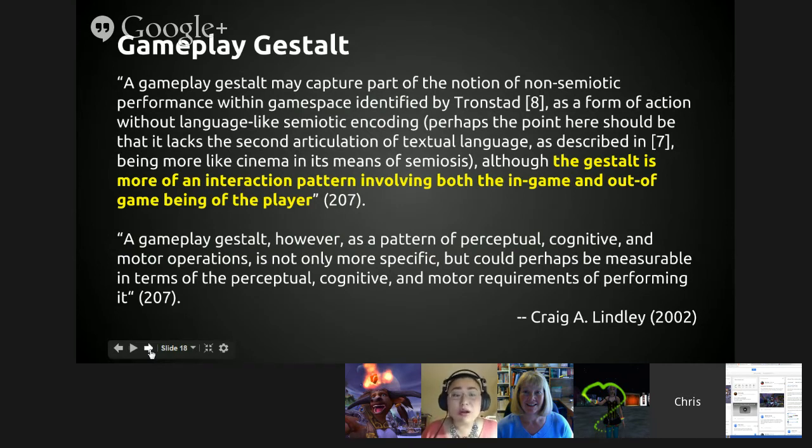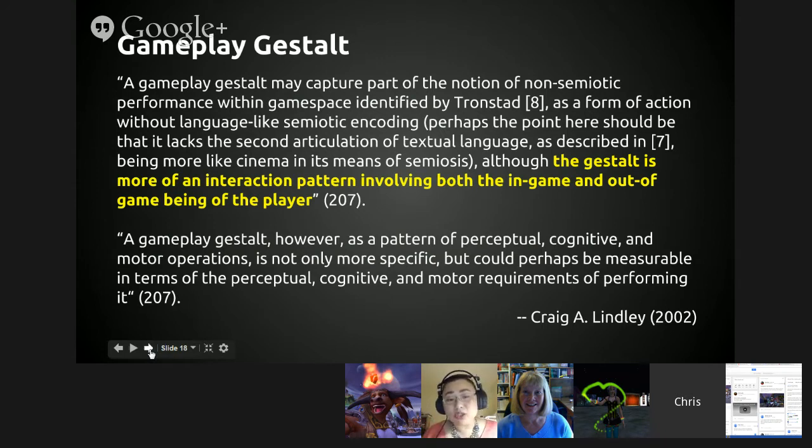Although the gestalt is more of an interaction pattern involving both the in-game and out-of-game being of the player. So, gestalt psychology, right? Back in the day, it was kind of a revolutionary way to examine psychology, which is you have to consider the mental state of the patient as well as the external influence. So you do a syncing of the two. That's what a gestalt is. Okay, so you study what's happening internally and externally. So Lindley took advantage of the word and started to bring it back. He uses gameplay gestalt to describe when you have an interaction pattern in-game and out-of-game. So I'll explain a little more.